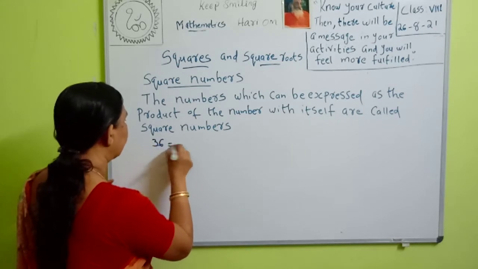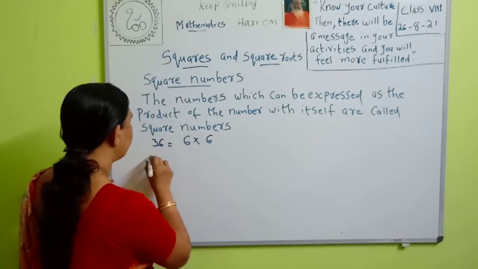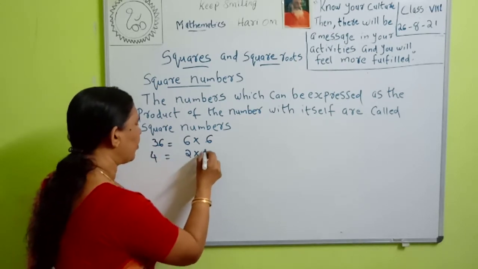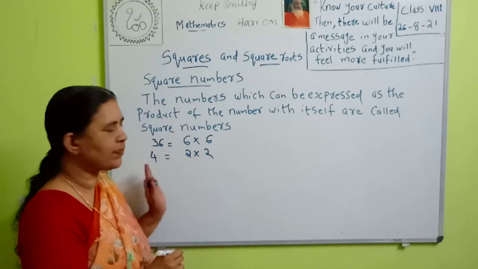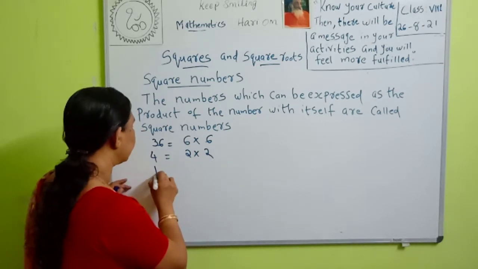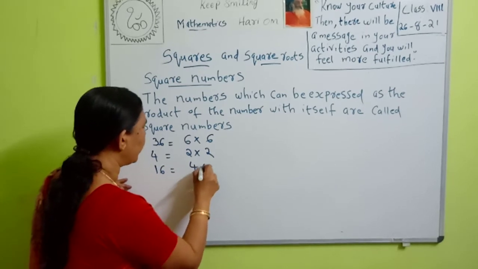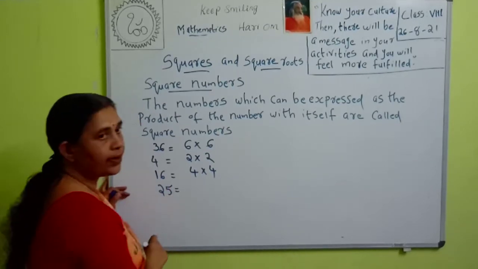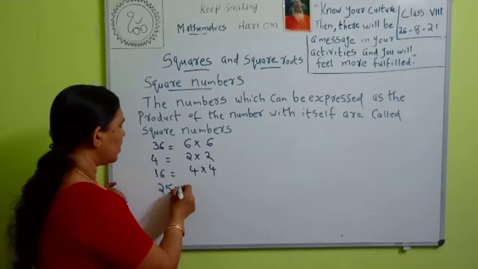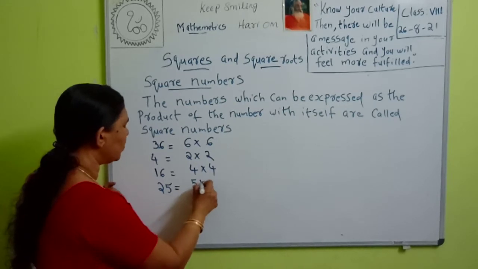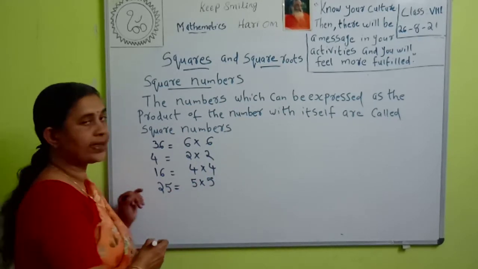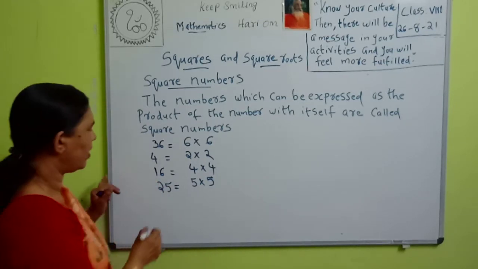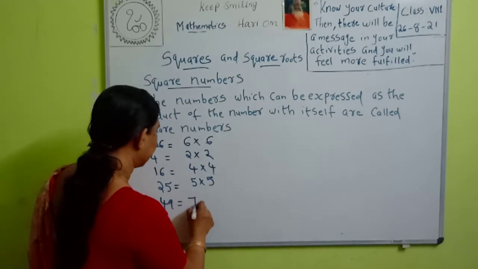36. We can write it as 6 into 6. 4 is equal to 2 into 2, the product of the number with itself. Then one more example, 16. 4 into 4 is 16. Then 25. 25 is equal to 5 into 5. Then another example, a number which can be multiplied by itself. 49 is equal to 7 into 7.